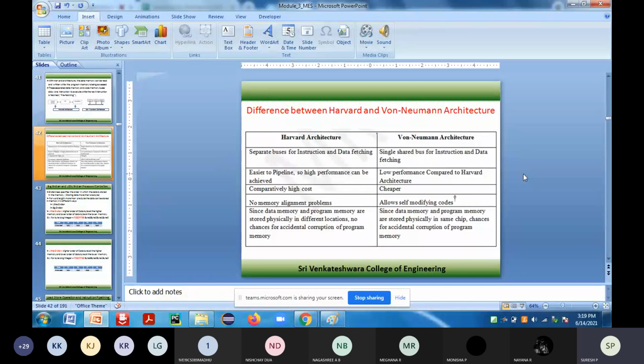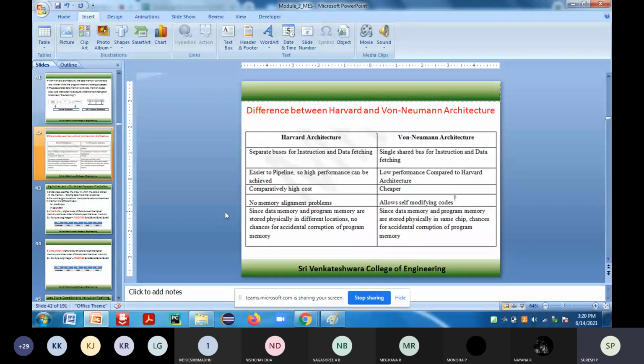So what do you mean by pipelining? Any answers from your side? Pipelining is nothing but overlapping the instructions. You are overlapping the instruction execution, and for what purpose? You are overlapping the instruction execution to achieve better performance.